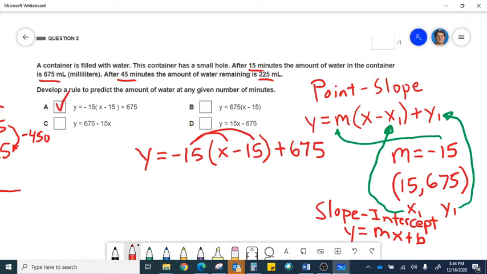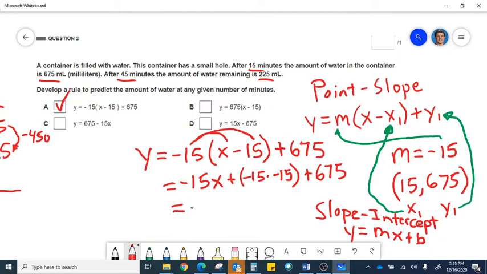So I'm going to distribute. Okay? And at each step, I'm going to go vertically down, and at each step, I'm going to try to simplify it a little bit more than it was before. So I'm going to say negative 15x, and I'm going to say plus negative 15 times negative 15. And then I'm going to go ahead and add the 675 to it. Okay? All right, and the reason why I wrote that out there is because I wanted you to understand how I'm getting this number that I'm going to show you next.